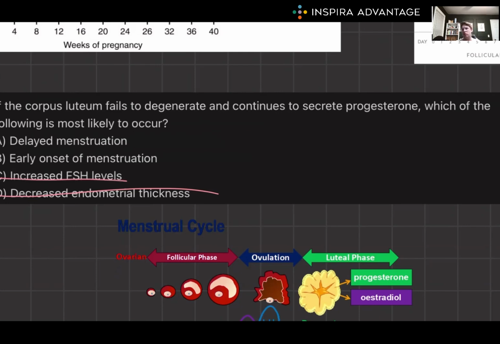So now we're left with two tricky answers. Delayed menstruation or early onset of menstruation? Well, since we are secreting progesterone, that means we have recently ovulated. And if we've just ovulated, we're probably not going to have menstruation very quickly. Normally, we see menstruation come up when progesterone levels start going down. So progesterone is still going up. We are actually going to be delaying menstruation. If the corpus luteum persists and continues to secrete progesterone, it can delay the onset of menstruation by maintaining the endometrial lining. This condition is known as a luteal cyst or a persistent corpus luteum and can cause irregular menstrual cycles.